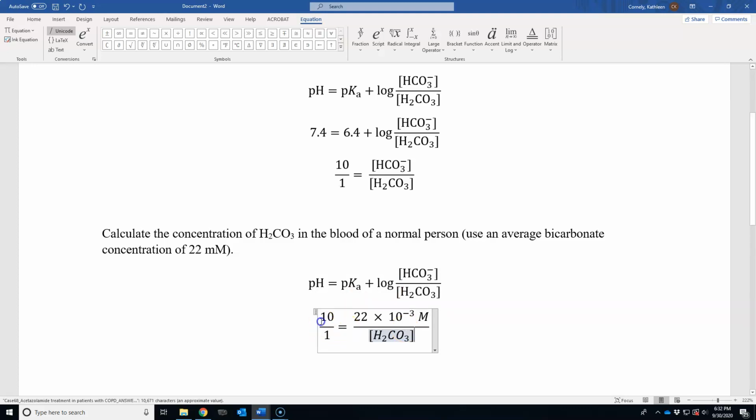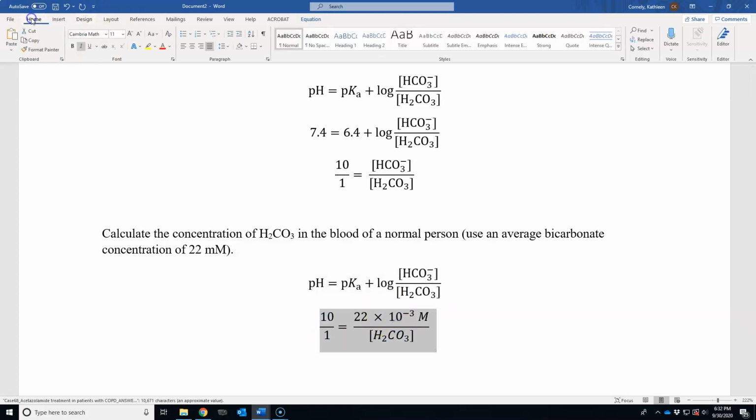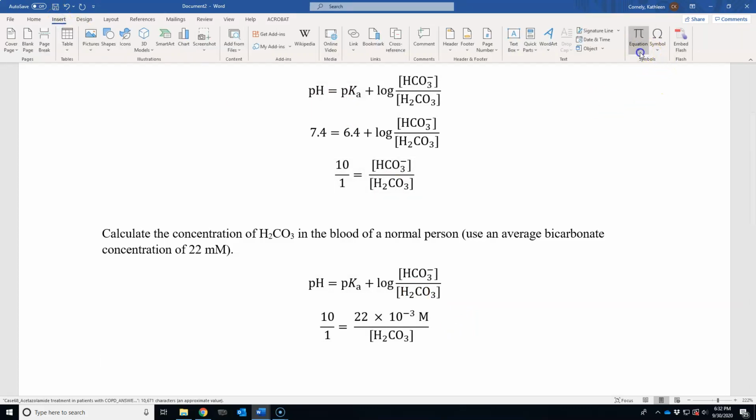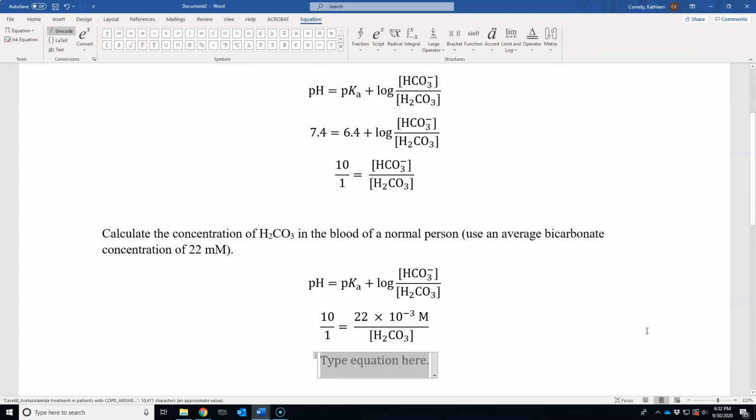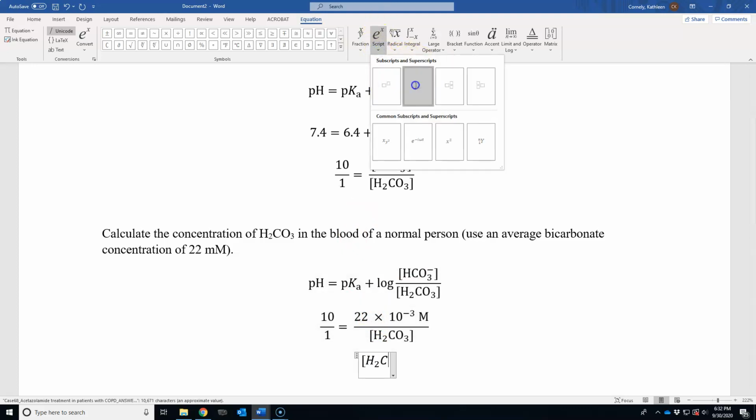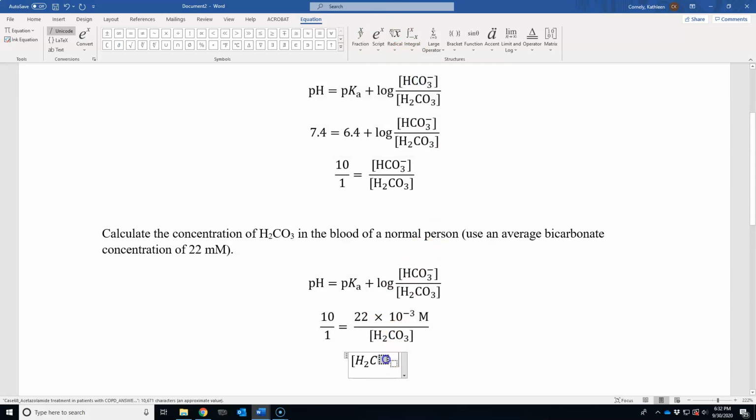Again, I'm going to highlight this whole thing and go back to home because there isn't really anything here that I want italicized. All right, so let me solve for my equation. So here, insert another equation, insert new equation, and I'm going to get H2. So let's do subscript. H, right arrow 2, right arrow C, another subscript.